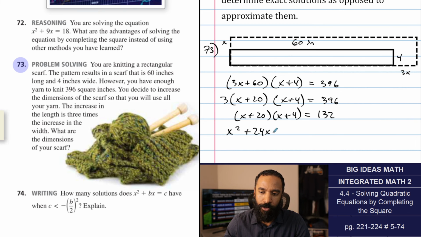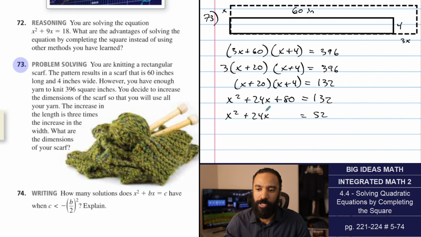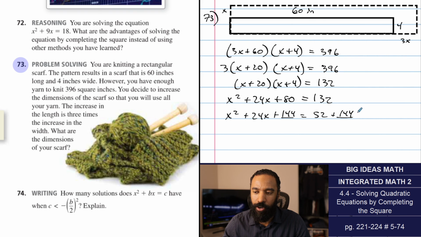X squared plus 24x plus 80. Like that. Much better for me, I think. So x squared plus 24x equals 52 when I subtract 80 from both sides. Let's go ahead and complete the square. Half of 24 is 12. Squared is 144. So let's add 144 to both sides. And this factors to x plus 12 squared. 52 plus 144 is 196.